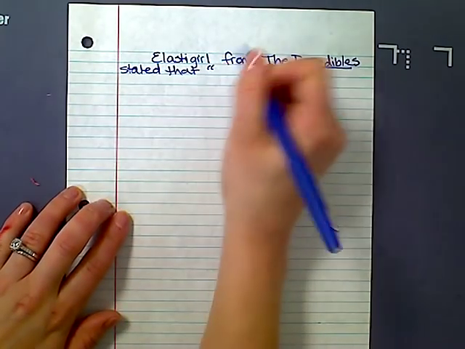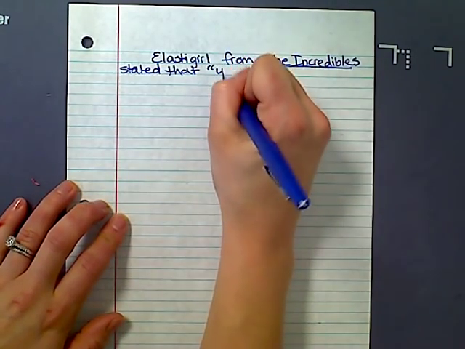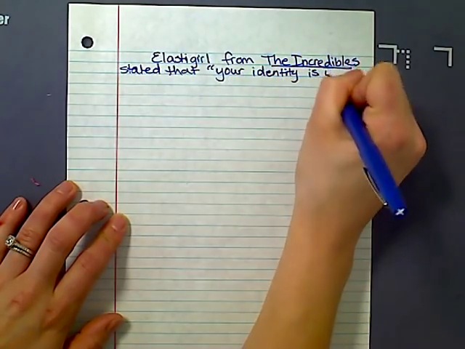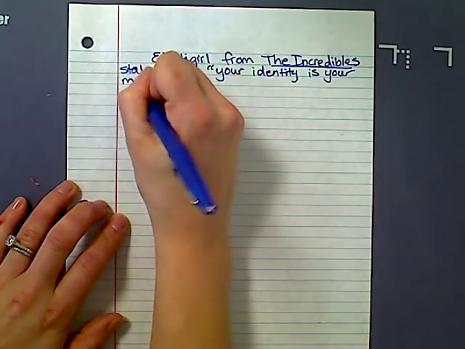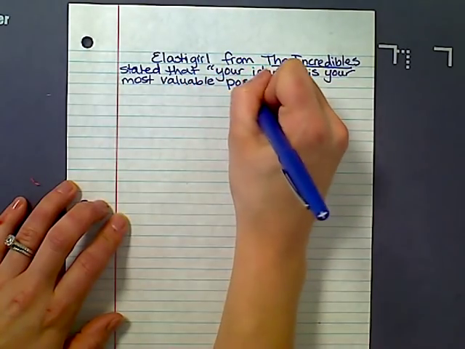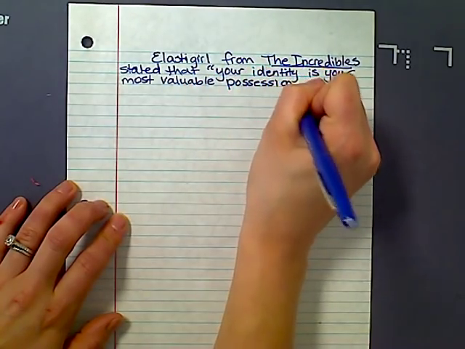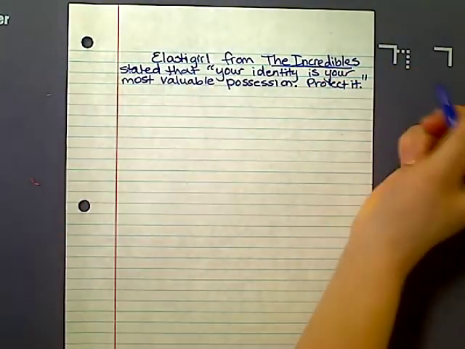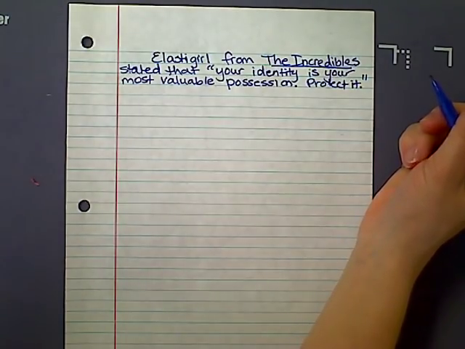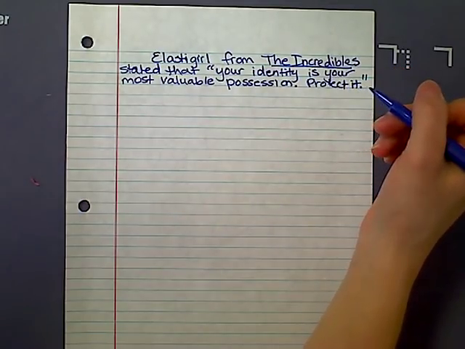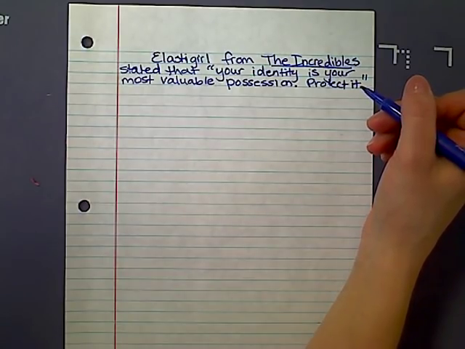and so I'm going to integrate the quote. I don't need a comma, I don't need to capitalize, that your identity is your most valuable possession. Period. Protect it. Okay. So now I've ended my quote, and I want the reader to understand why I picked it. So the next thing I do for my hook is I need to introduce my text. But I'm also going to do that by giving a key sentence summary.